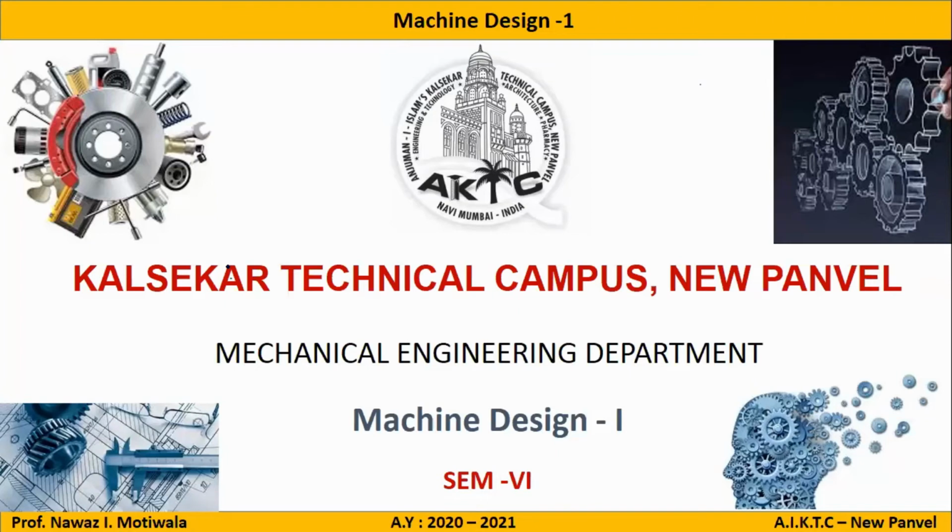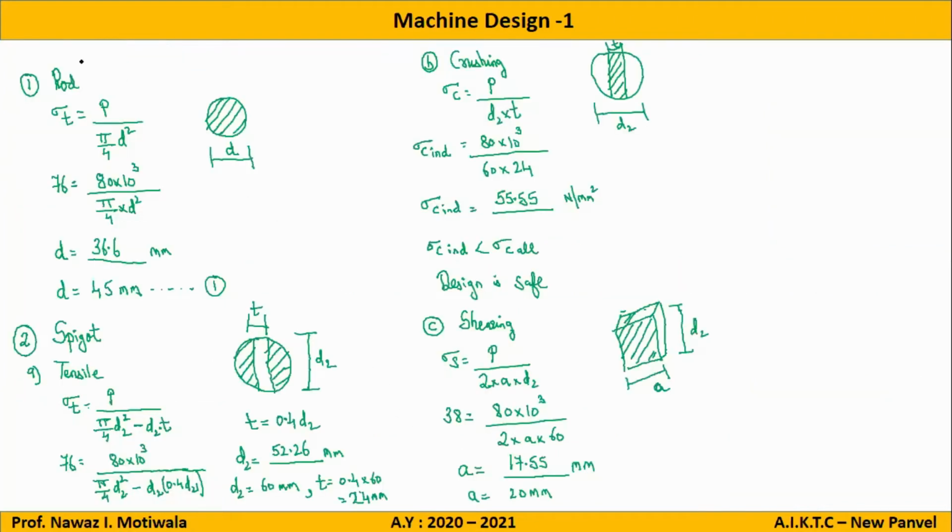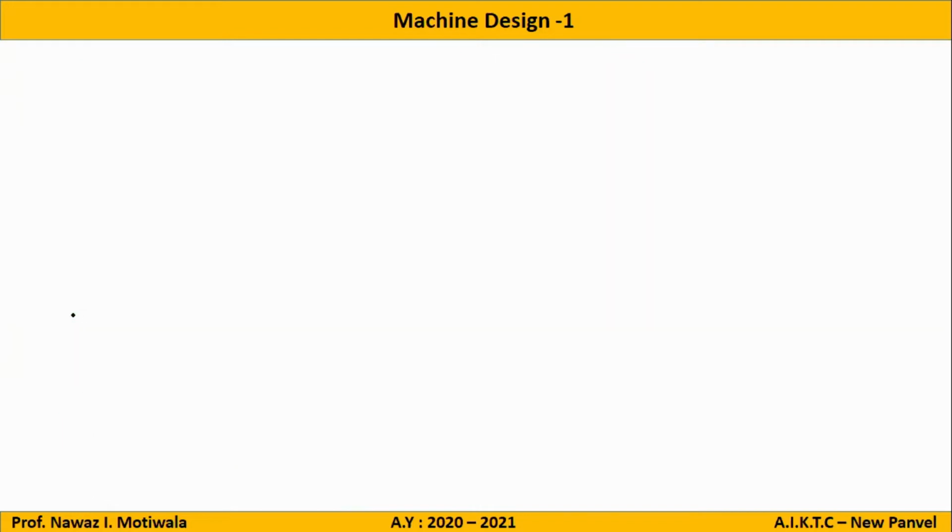Let us start with today's lecture. So we have considered two different parts and we have also designed them. The first part was rod and the second part was spigot, which we have already designed. Now what should be our third part to be designed? Spigot collar. Yes, we will complete the entire spigot part. So we have considered spigot, now we will consider spigot collar.